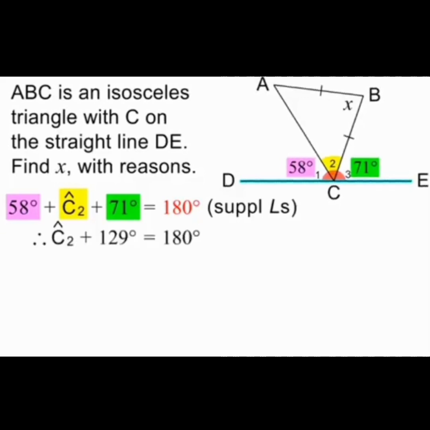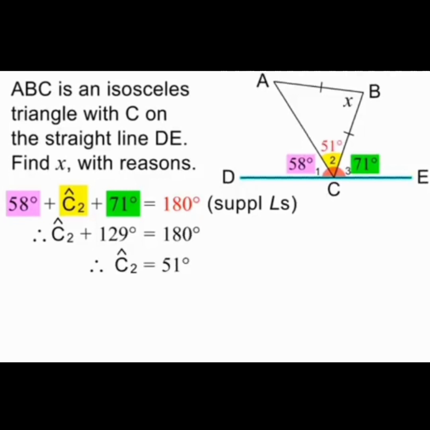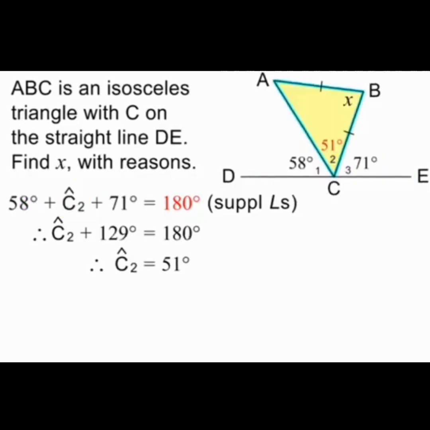58 degrees plus 71 degrees equals 129 degrees. So on the left, we have angle C2 plus 129 degrees. Angle C2 is therefore equal to 51 degrees. We are now ready to work inside the triangle. Can you see how?